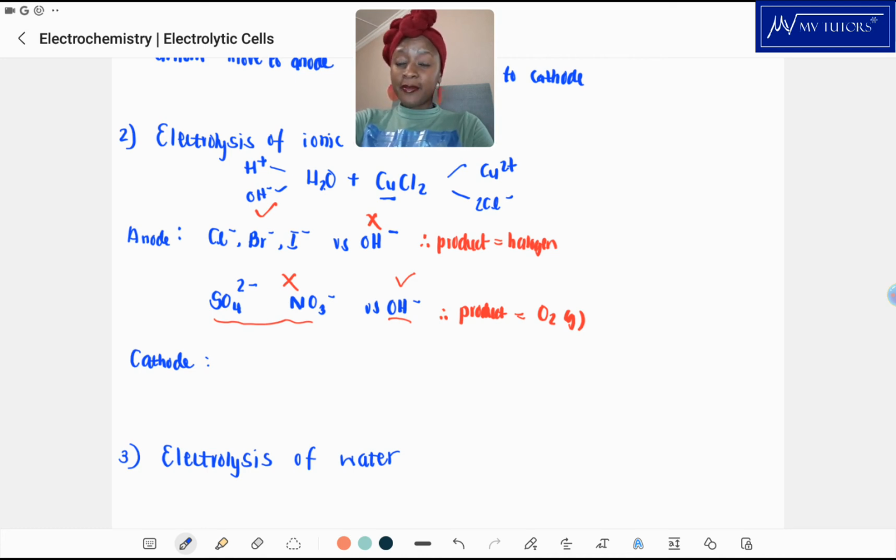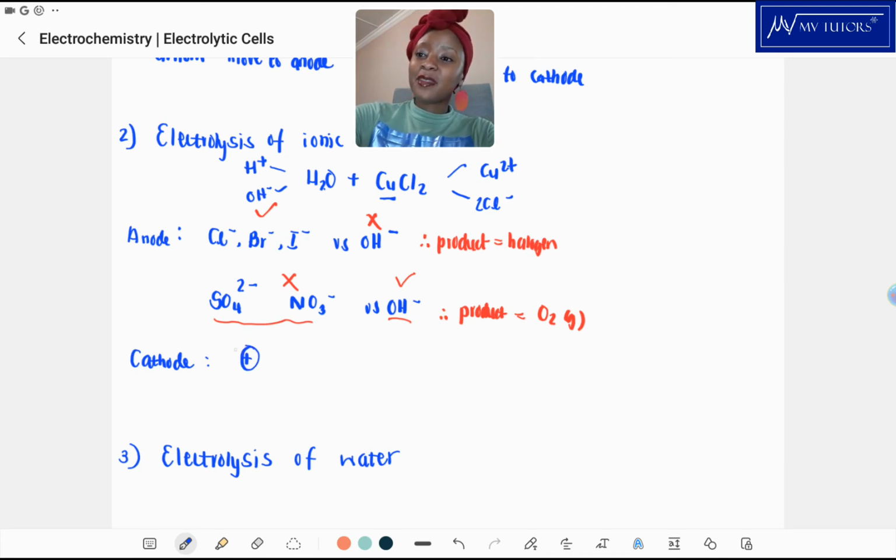cations that you have. If you look at your table of standard reduction potentials, the metals that have a positive voltage, positive EMF, are the ones that will be reduced at the cathode. But your metals that have a negative EMF or negative voltage, potential difference, those won't win against the hydrogen ion. So it depends, you have to look at your metals.